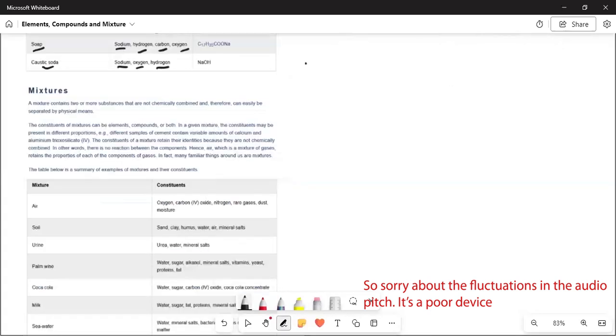We have some common examples of mixtures here and their components. The first one is air. Air is made up of different elements, and these elements are not chemically combined, and so that makes air a mixture. And what are those elements? You have oxygen, carbon dioxide, nitrogen, rare gases, dust, and moisture. All of these are present in the air.